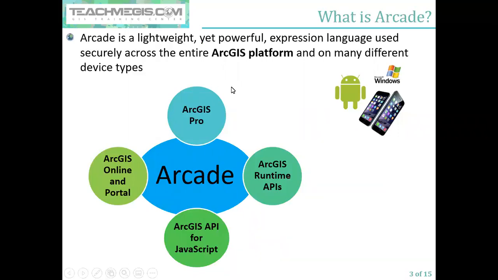What I mean is Arcade is a lightweight yet powerful expression language used securely across the entire platform and on many different device types. You can write an Arcade label expression in ArcGIS Pro and publish the layer as a web map service to ArcGIS Online or Portal, and then put it on a web map and open that map in ArcGIS Field Maps or Collector, and the label expression will work and look the same as you push that feature service from app to app, device to device, and operating system to operating system. So whether the end user is looking at this collector on a Windows device, an Android device, or an iOS device, the label is going to look the same.